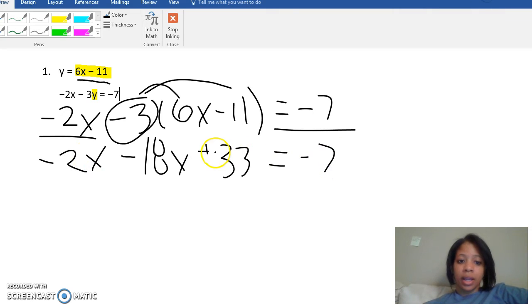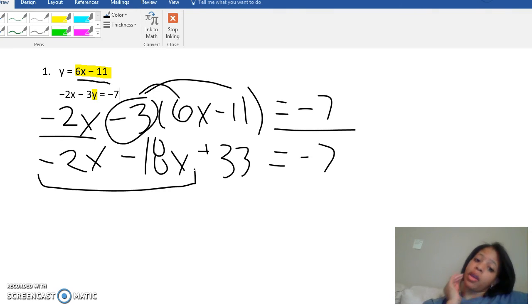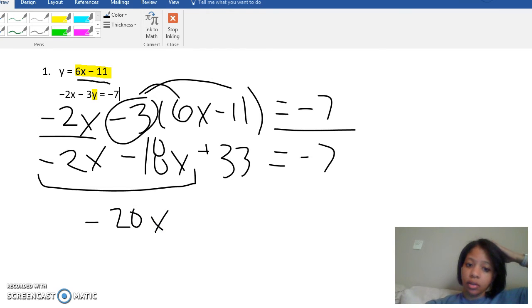Alright, so my next step would be to combine like terms. So these are my 2 like terms. So when I combine them, negative 2x minus 18x, so negative 2 minus 18 is going to give me negative 20x, right? And then bring everything else down that you didn't use. So plus 33 equals negative 7, okay?